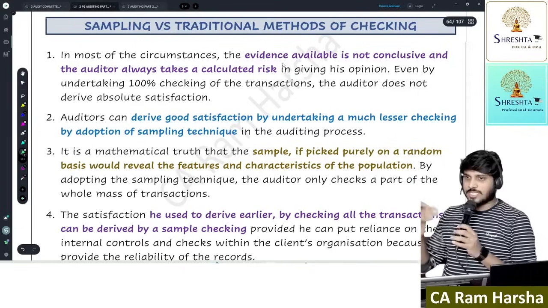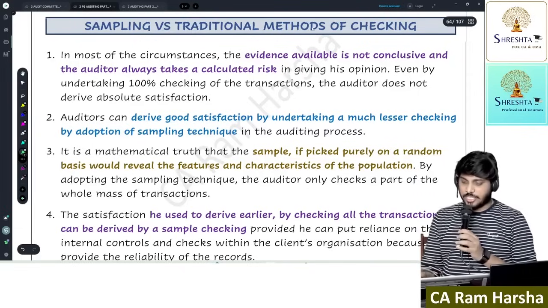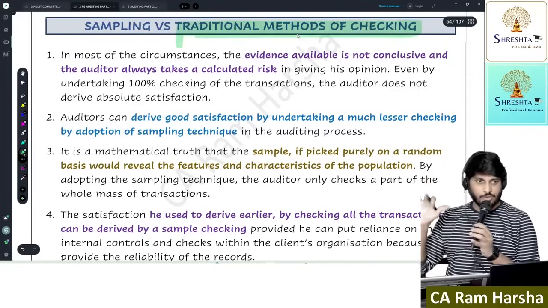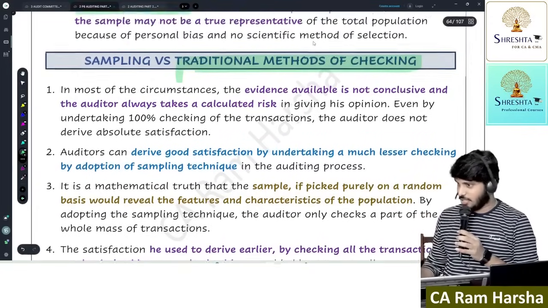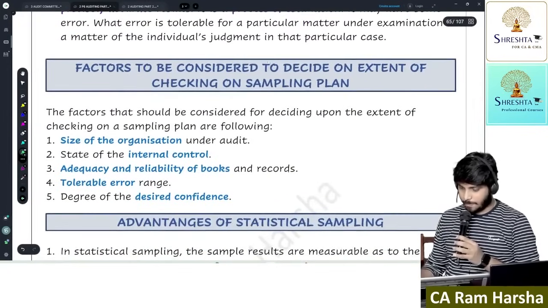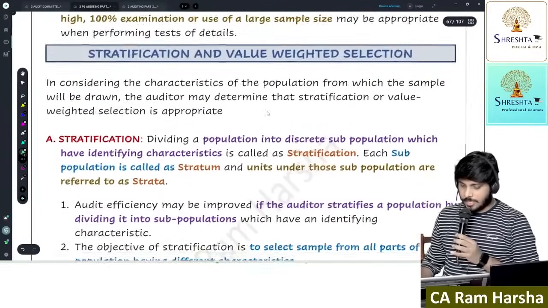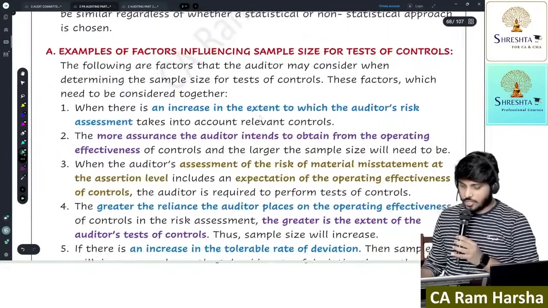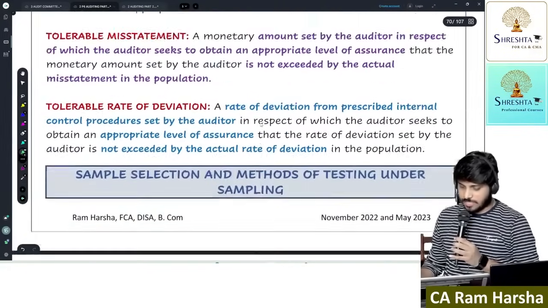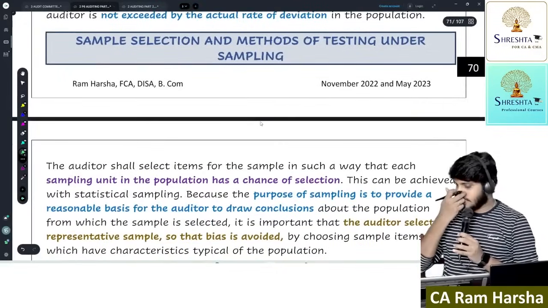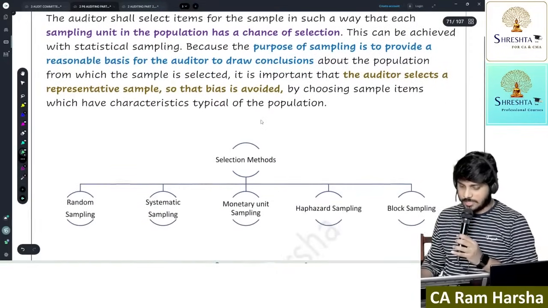Now, how sampling is different from traditional methods of checking, you can read on your own and understand. Easily you can understand. Getting it? Now, factors to be considered, this I'll come back to again. Now, let's look at various methods of sampling. Sample selection and methods of testing under sampling.